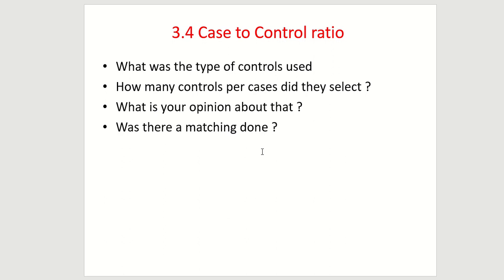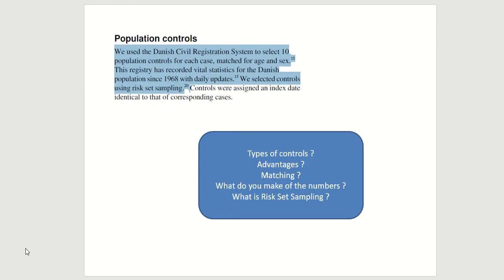Let's continue. So if we go back to the article, I have the following questions for you. What was the type of controls used? How many controls per case did they select? What is your opinion about that? Was there a matching done? So we want to ask where the controls came from, what was the ratio of controls to cases, and was there matching or not. So let's read and see if we can find the answer to that.